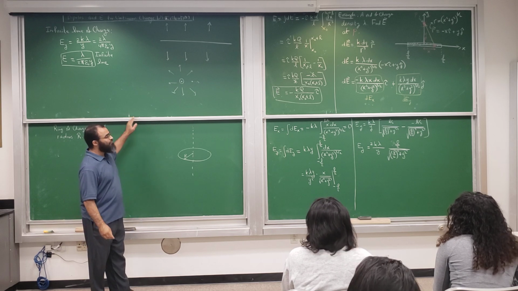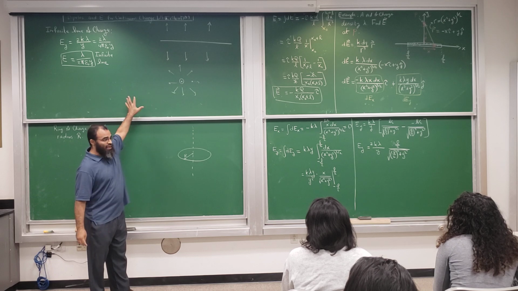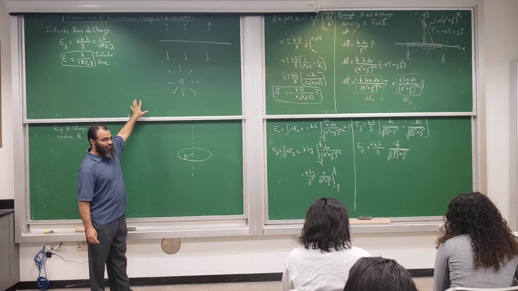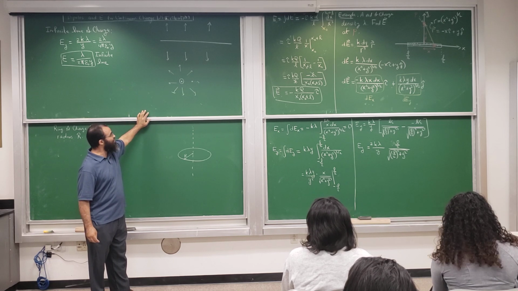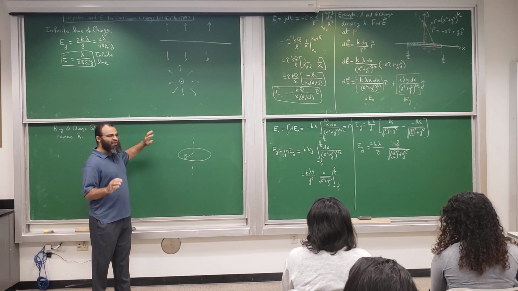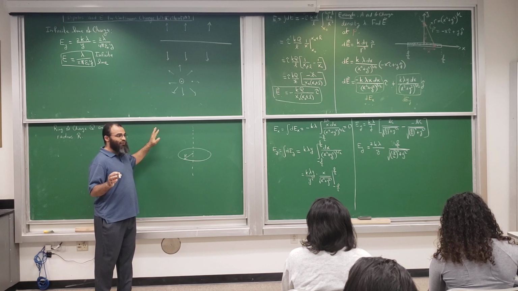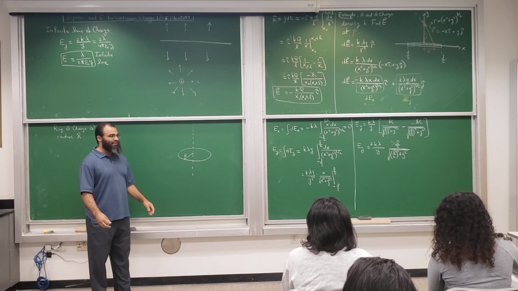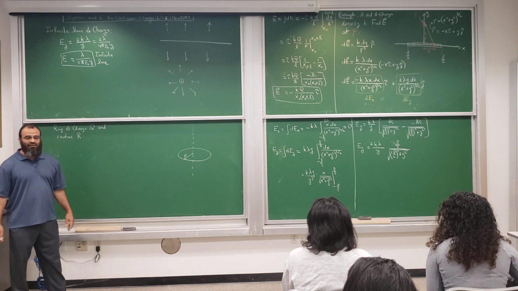Are you doing it for a positive charge? The field is away? Yes. So if it was negative, it would be toward. Yes, correct. I'm always assuming it's plus, and whatever it is for the plus, it will just be the reverse for the negative.